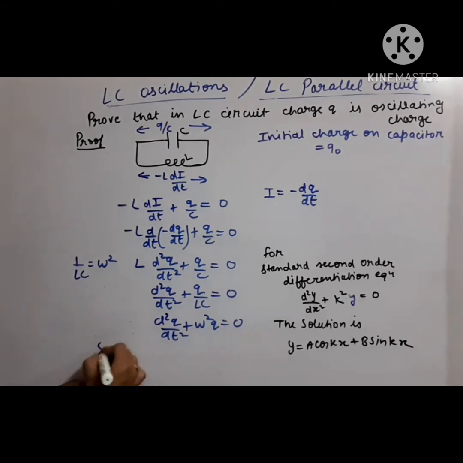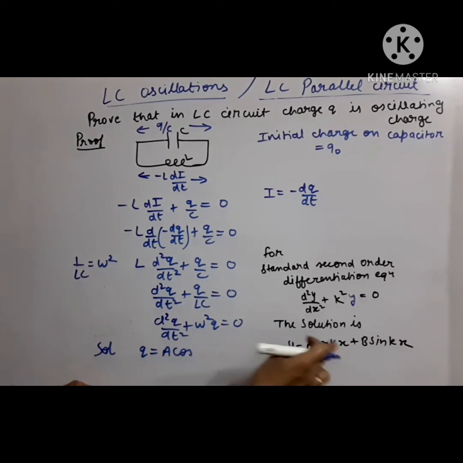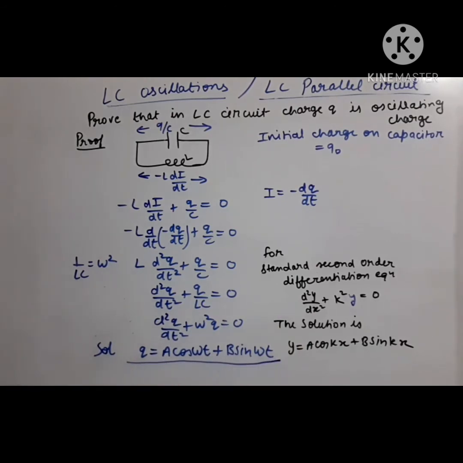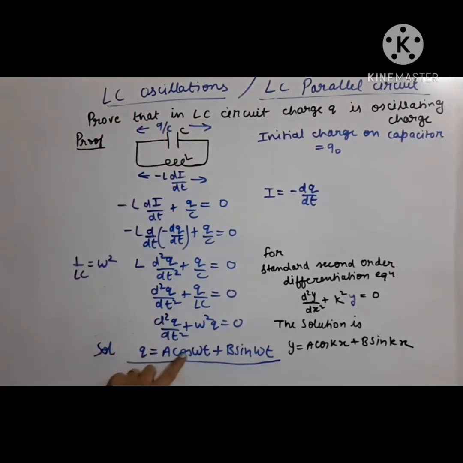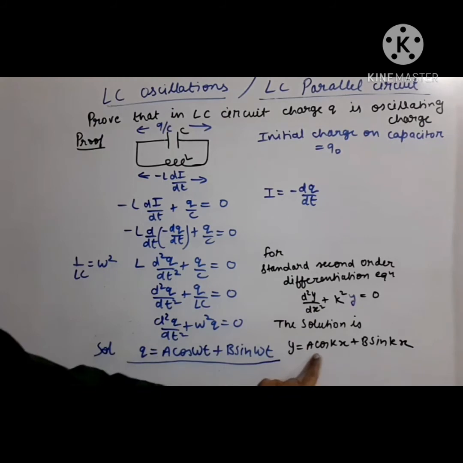Now the solution of this equation is q equal to a cos, in place of k we will put omega, in place of x we will put time. So this is the solution obtained for our charge. Q, the charge flowing in this circuit at any time, is a cos omega t plus b sin omega t. But this is still incomplete because we still need to solve for the constants a and b, which are obtained with the help of given conditions.